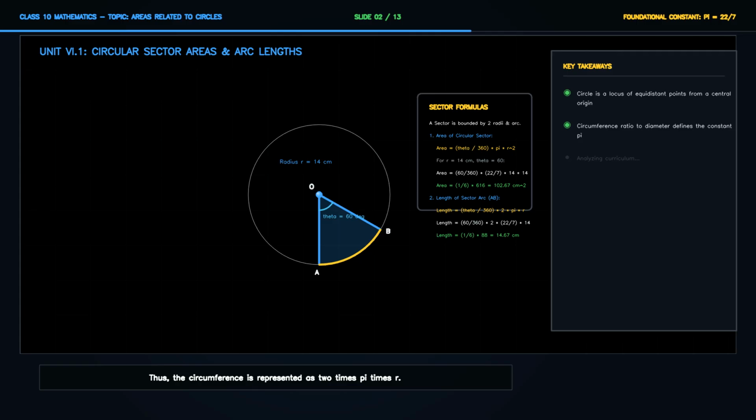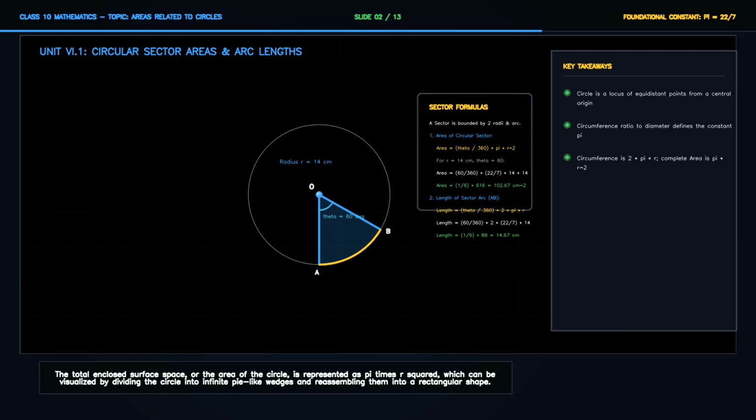The total enclosed surface space, or the area of the circle, is represented as pi times r squared, which can be visualized by dividing the circle into infinite pie-like wedges and reassembling them into a rectangular shape. Mastering these two core formulas is our key starting point, as every sector and segment we calculate today represents a precise fraction of this complete circular boundary and area.